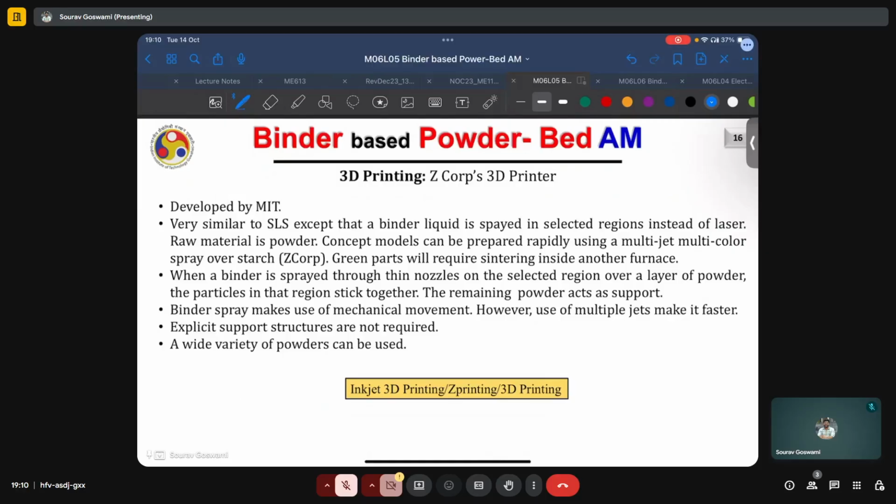When a binder is sprayed through thin nozzles on the selected region over a layer of powder, the particles in that region stick together, whereas the remaining particles which are not bound together are acting as support. The binder spray makes use of mechanical movement. However, multiple jets can make the process faster. The explicit support structures are typically not required because the surrounding unfused powder can act as support structure.